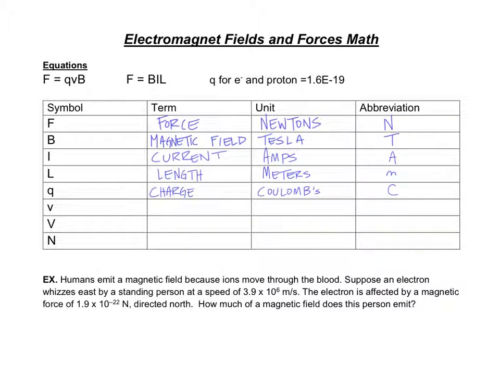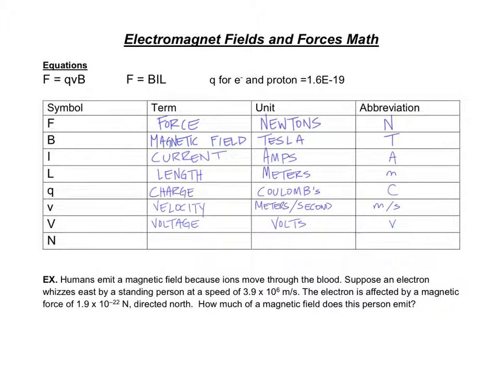Lowercase v is one that we've seen before. Lowercase v is velocity. Velocity is measured in meters per second, and abbreviated lowercase m/s. The next one here is a capital V, which we have seen before. Capital V is voltage, measured in volts, symbolized with a V.